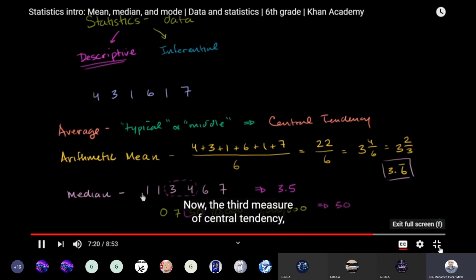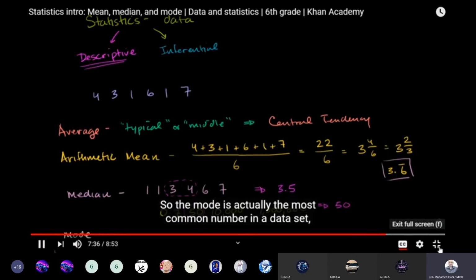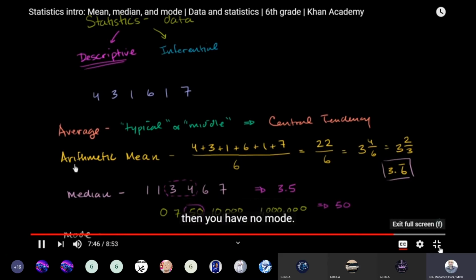Now, the third measure of central tendency, and this is the one that's probably used least often in life, is the mode. And people often forget about it, and it sounds like something very complex. But what we'll see is it's actually a very straightforward idea. And in some ways, it is the most basic idea. So the mode is actually the most common number in a data set. If there is no one single most common number, then you have no mode.